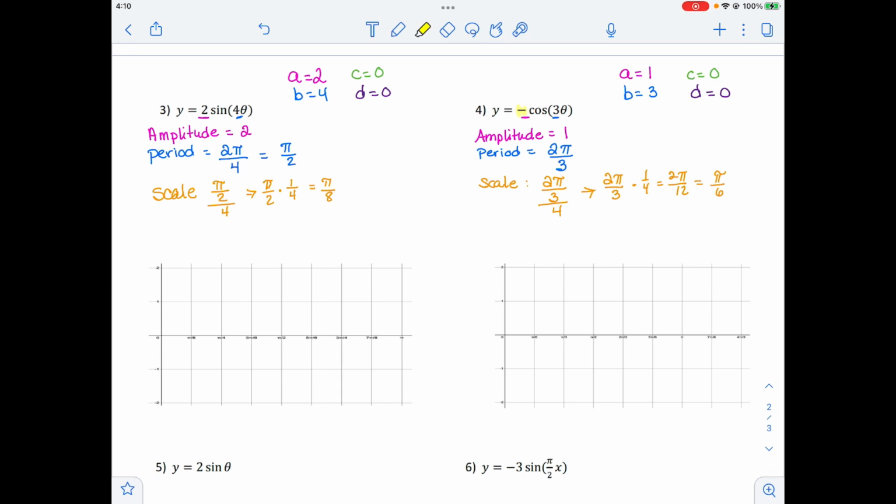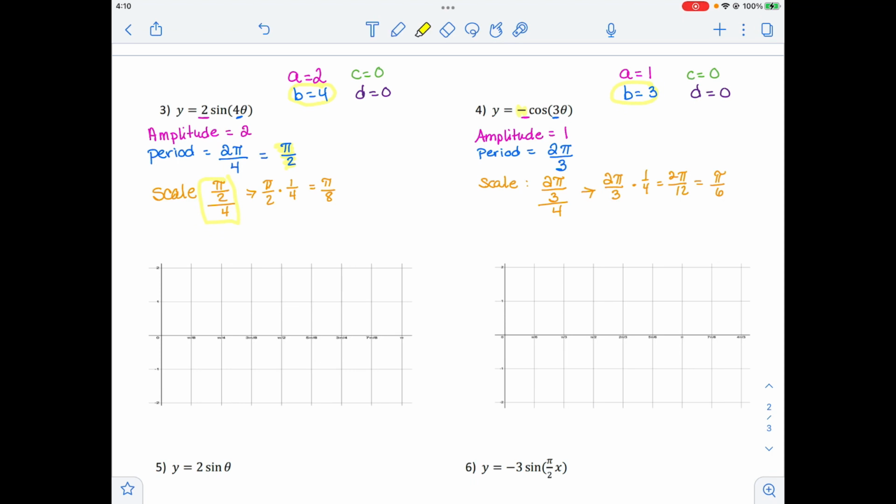Now, when we find our scale, sometimes it looks a little weird. We had pi over 2, and then we have to take that and divide it by 4. That's the same thing as saying pi over 2 times 1/4, and then I simplified. And the same thing happened over here. And we had differences because we had a period that was 4 here instead of 1, and 3 here instead of 1, like on the previous ones. So now we're going to go ahead and graph.